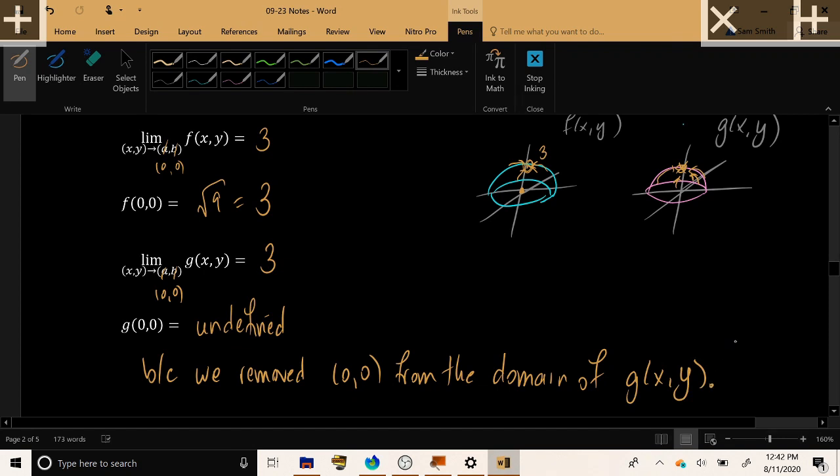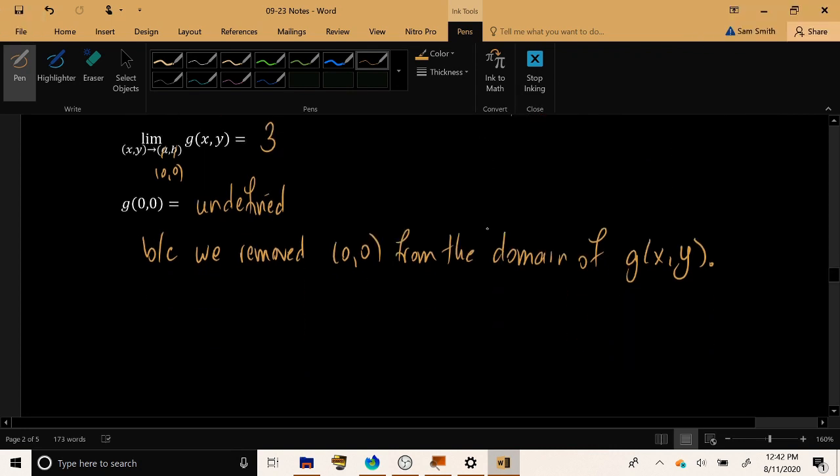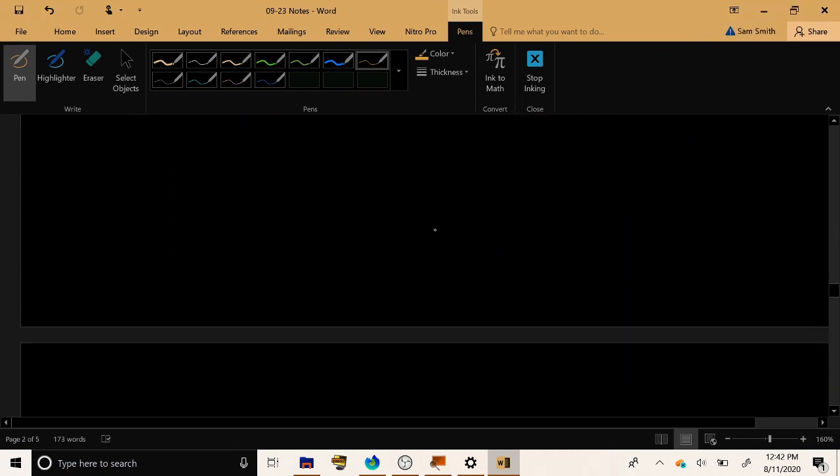So just as with functions of one variable, a hole in the graph, or the removal of a single point from the domain of a function, doesn't affect the limit. It only affects the output of the function at that point. The limit doesn't care what's happening at the point. It's only caring about what happens around the point, just as with single variable calculus.